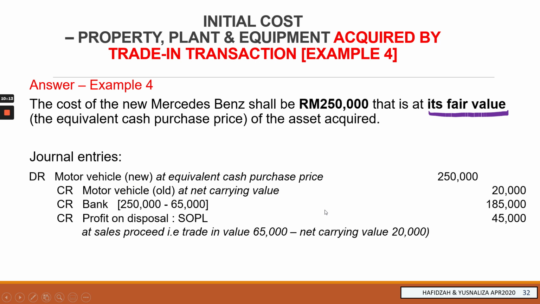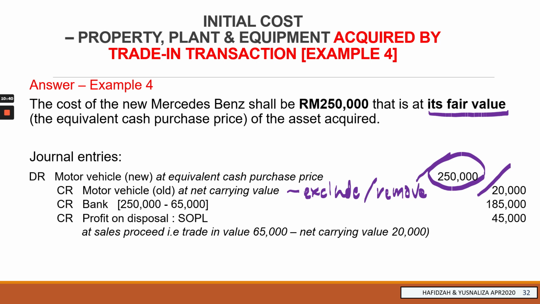For the journal entries, the new motor vehicle, which is the Mercedes-Benz, will be at the fair value. The old motor vehicle will be at the carrying value. You need to remove, or let go of, the old Mercedes in exchange for a new one. As a result, you need to pay the difference, which would be 185,000, because this 65,000 is the trade-in value, and as a result you have a profit of 45,000.